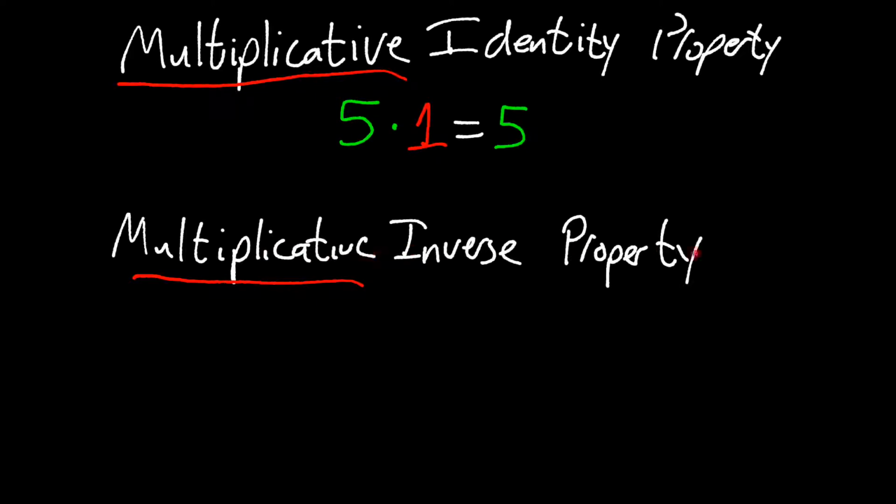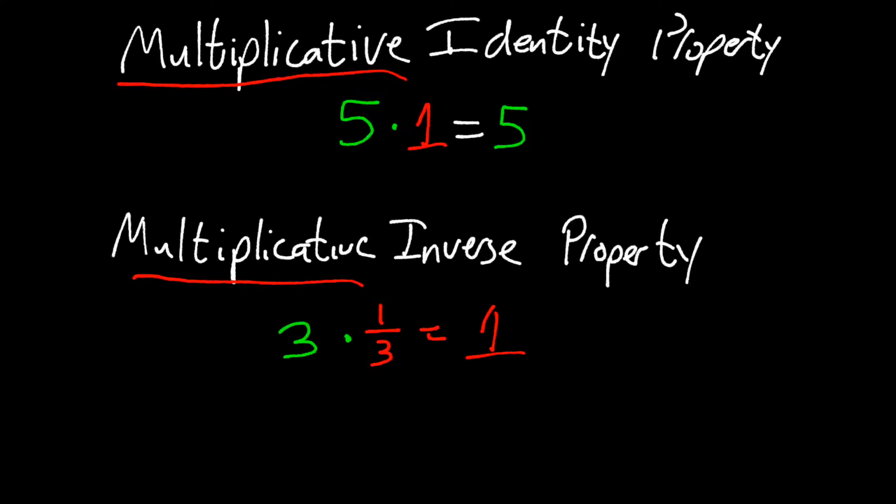The multiplicative inverse property, we are going to be dealing with not the opposite numbers this time, because last time it was to get to 0. With the multiplicative inverse, we want to get to 1. So if I have, let's say, 3, I'm going to need to multiply 3 by its reciprocal, 1 over 3. And that's going to give me 1 as my answer.